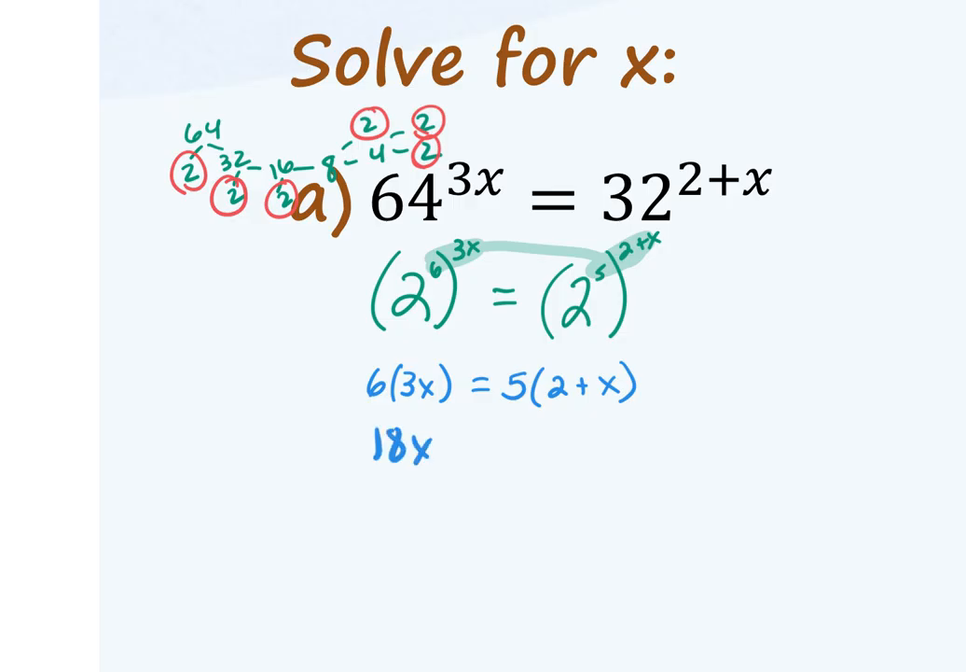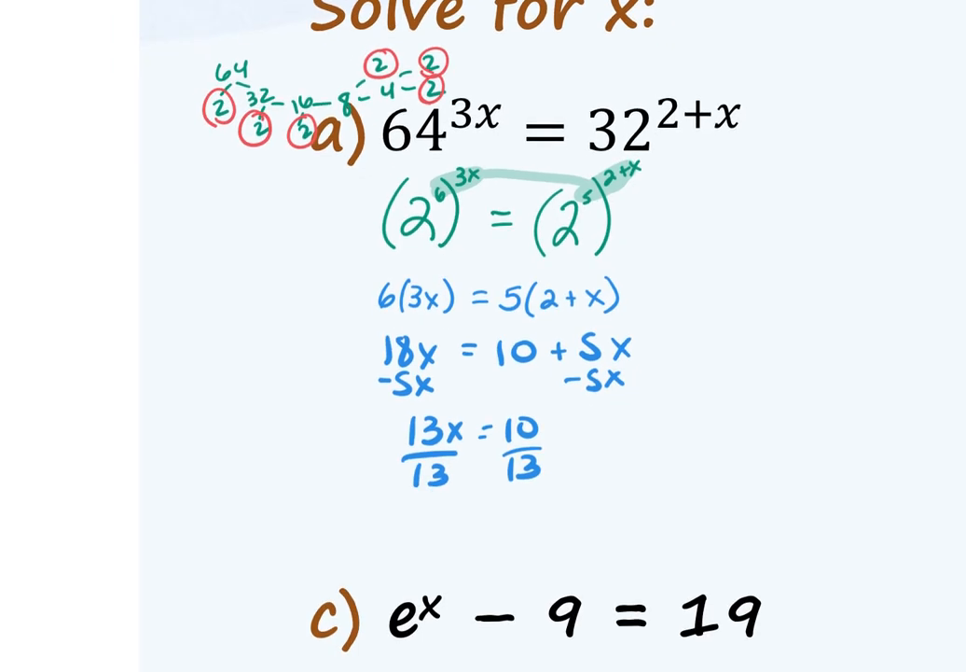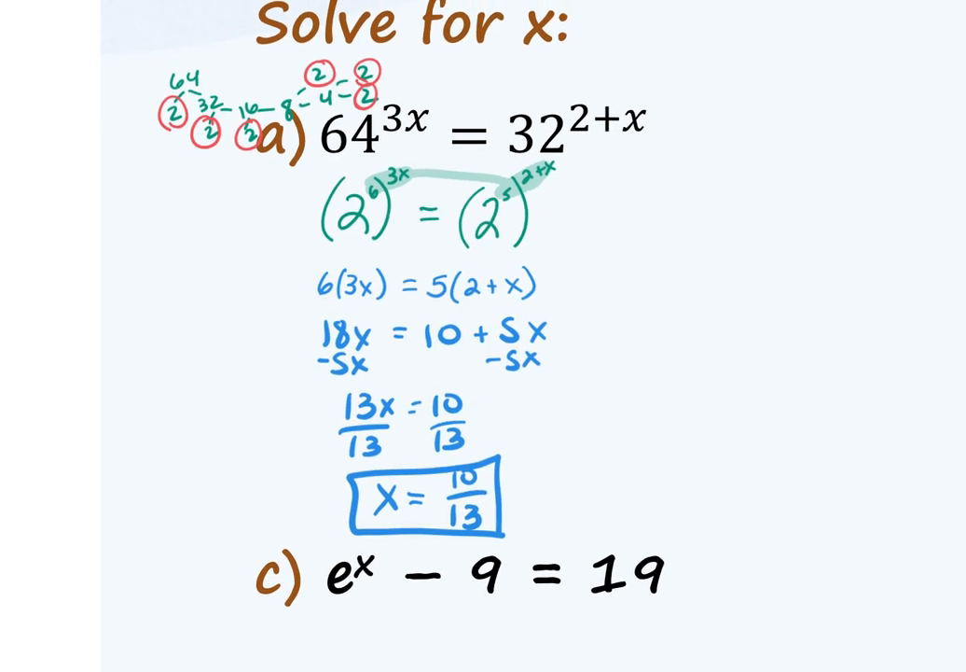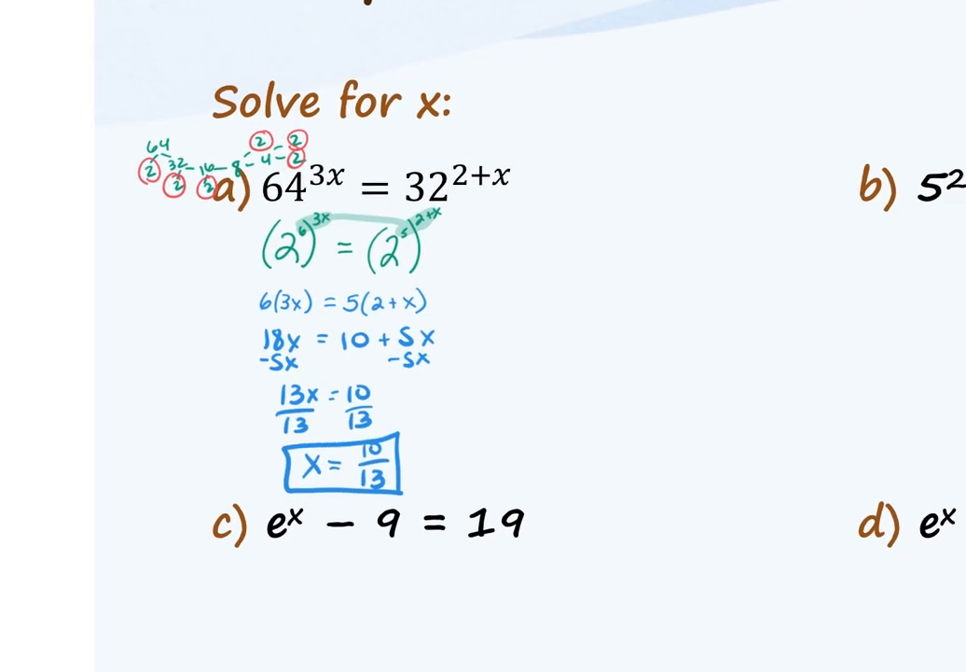This is 18x equals 10 plus 5x. Subtract the 5x. 13x equals 10. Divide by 13. And x is 10 over 13. Questions on that process? Okay, go to B.